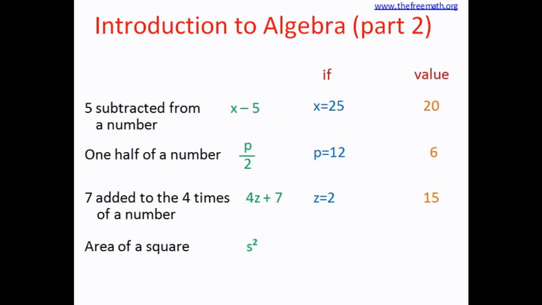In case of the last expression, if the value of s is 3, then the value of this expression would be 9. That means the area of the square would be 9. And if the value of s is 6, then the value of this expression would be 36. This is how you calculate the value of an algebraic expression.